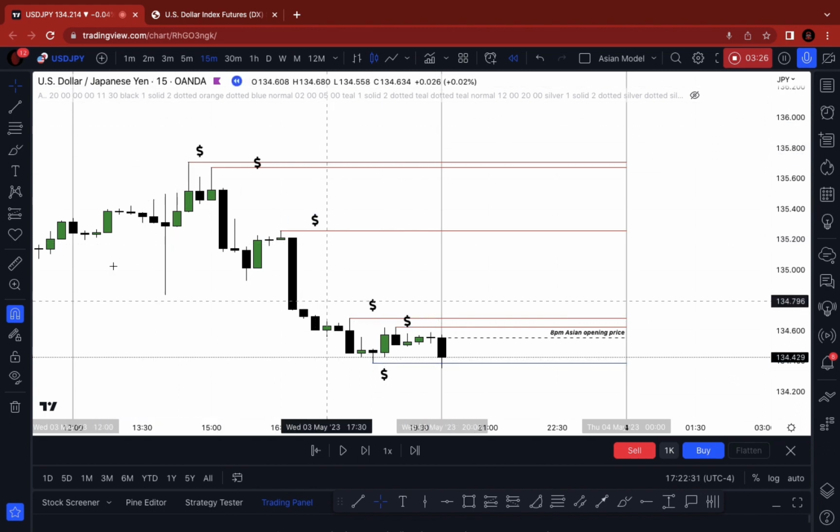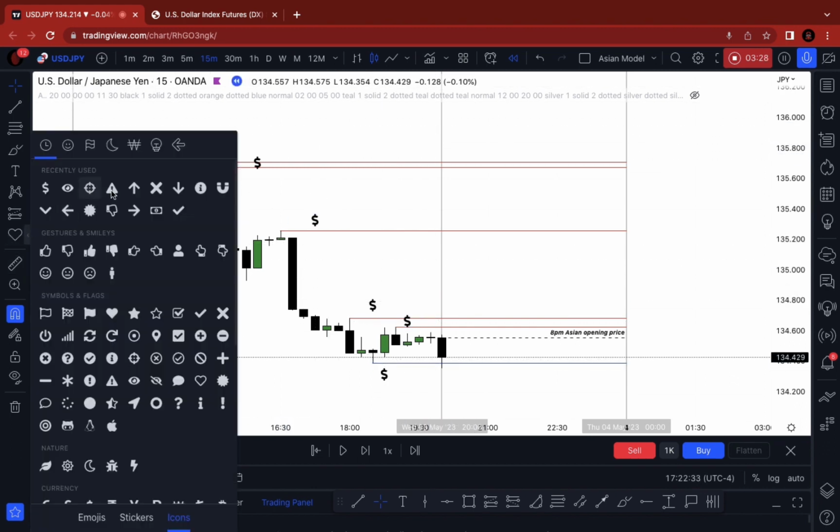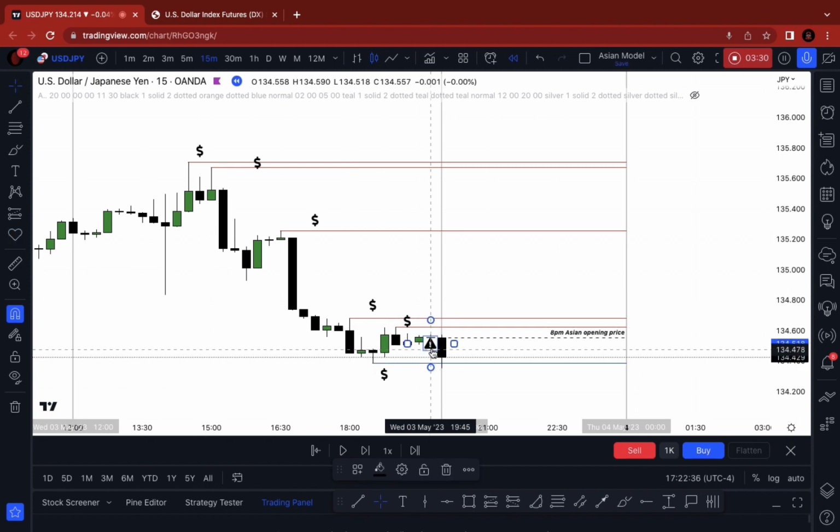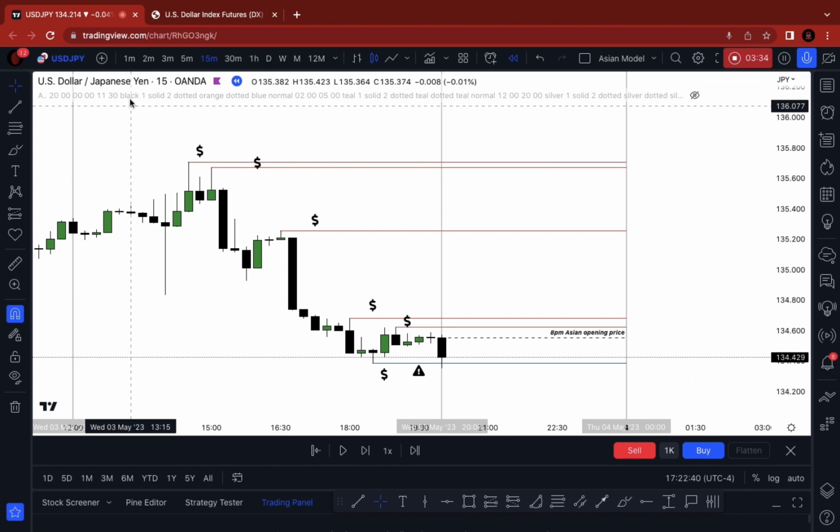So at this point, I'm on alert. I'll scale down to the 1 minute time frame. That's just my personal take on it. I like to scale down from the 15 to the 1 minute. You could do something completely different. You could go 15 to the 5, 15 to the 3, 15 to the 4, 15 to the 2, whatever you would like. This is just my process.